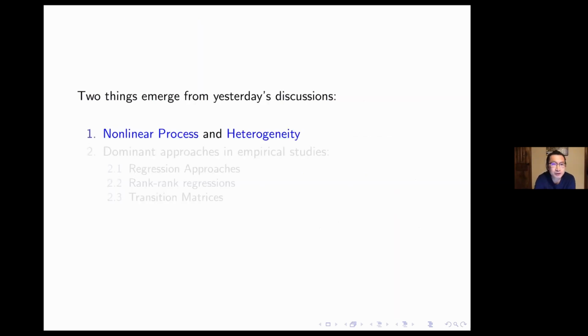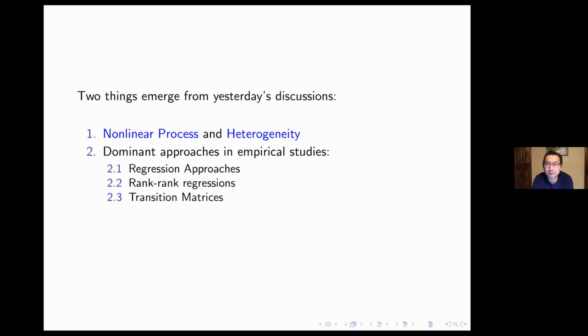Okay. So there are two things that I think emerged from the discussions even today. The first thing is nonlinear process and heterogeneity. And the second thing is there are a couple of dominant approaches people use throughout today's discussions and yesterday's empirical papers as well: regression approaches, rank regressions, transition matrix, and things like this. So we want to look at these two things together and see how we can get a better understanding of what we are estimating, and how we can estimate the mobility measures.